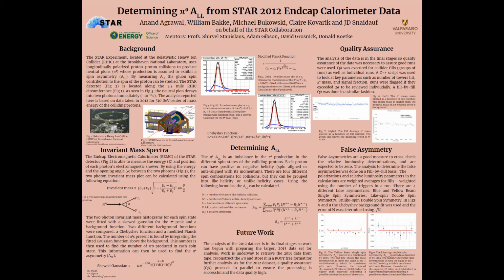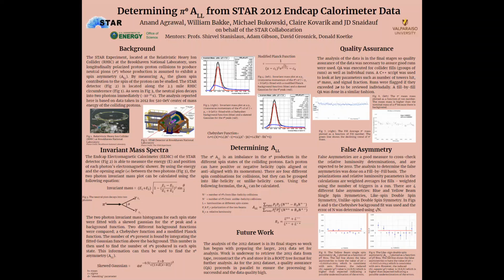The false asymmetries were used to check the relative luminosity determinations. These values are expected to be 0. The polarization and relative luminosity parameters in the calculations are weighted averages for fills. They are weighted using the number of triggers in the run. The false asymmetries were completed on a fill-by-fill basis, using both a modified Planck and a Chebyshev polynomial background function.